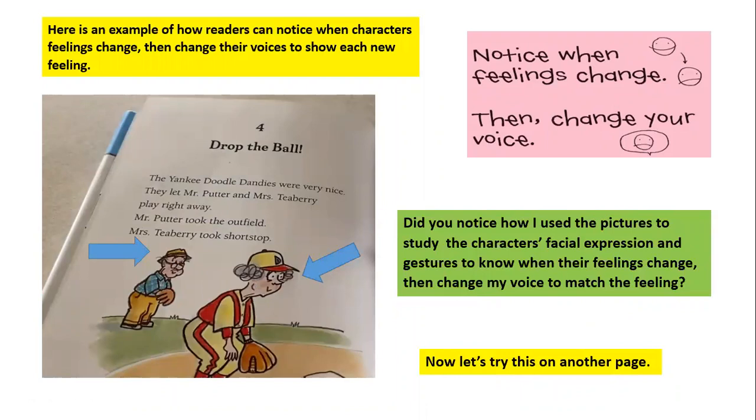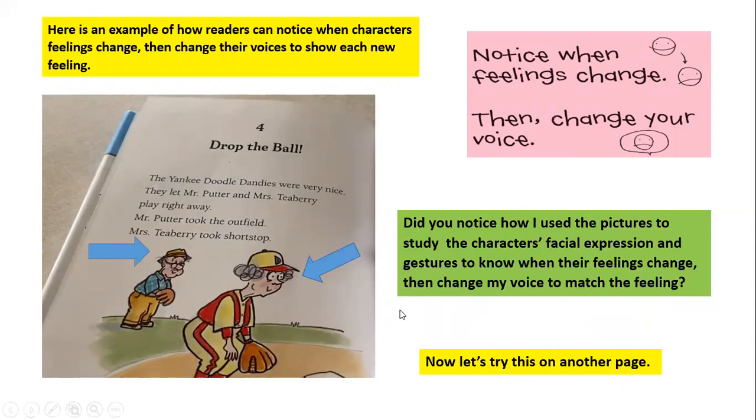Drop the ball. The Yankee Doodle Dandies were very nice. They let Mr. Potter and Mrs. Teaberry play right away. Mr. Potter took the outfield. Mrs. Teaberry took shortstop.